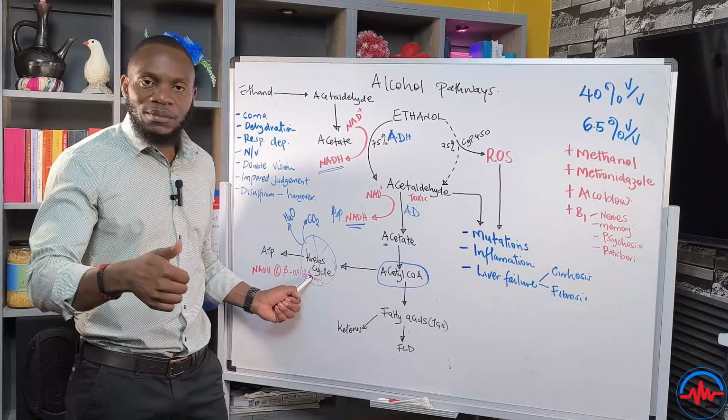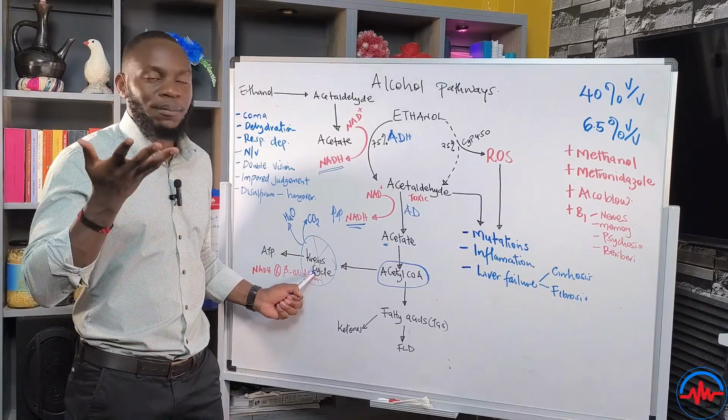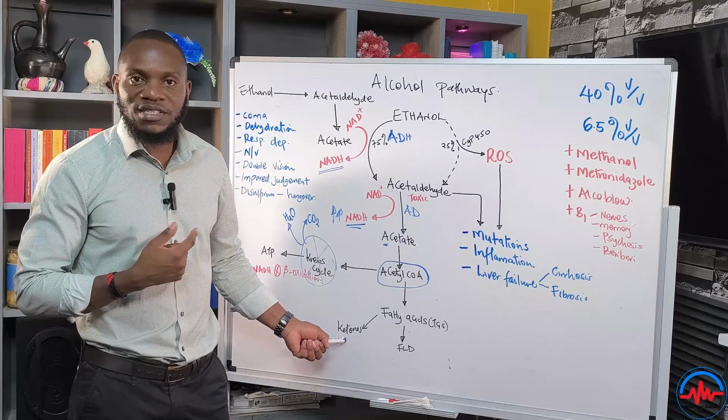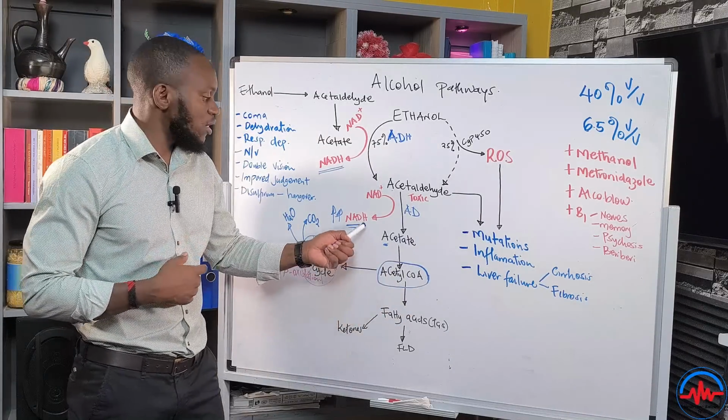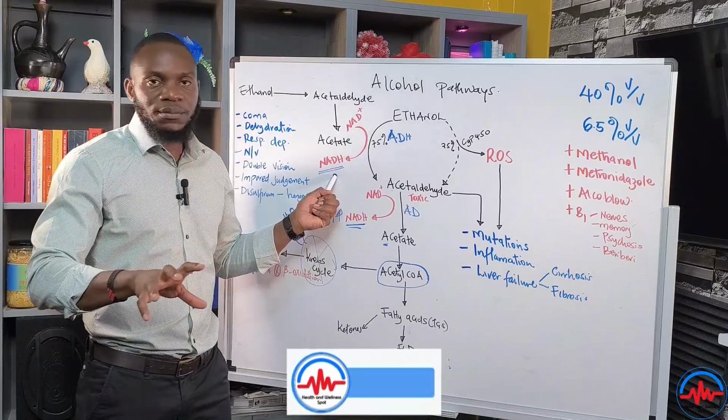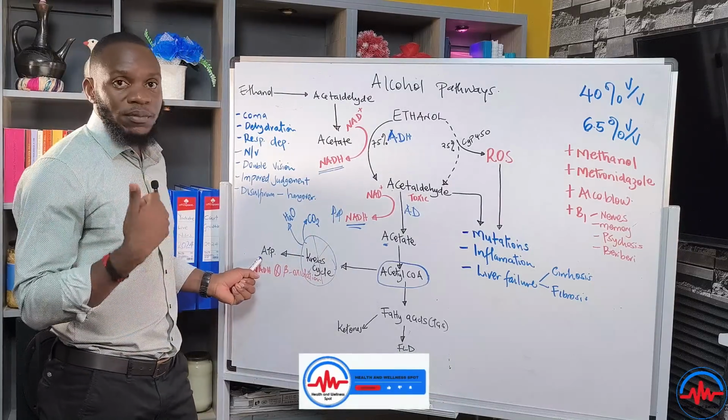Therefore, there will be no fat metabolism. So fats will start building up. That's how you end up having a fatty liver disease, because the Krebs cycle is not active anymore, because these two are coming in to block the Krebs cycle. Therefore, there will be no ATP being produced.